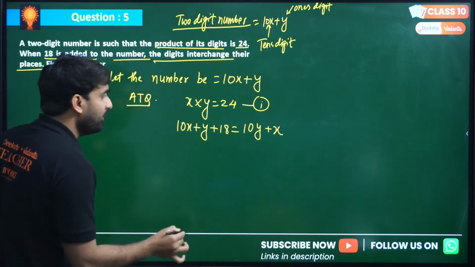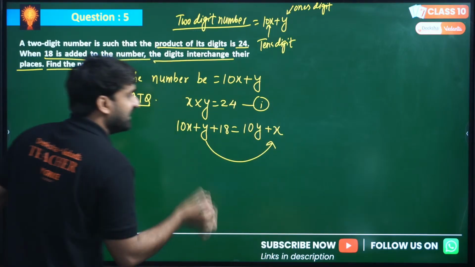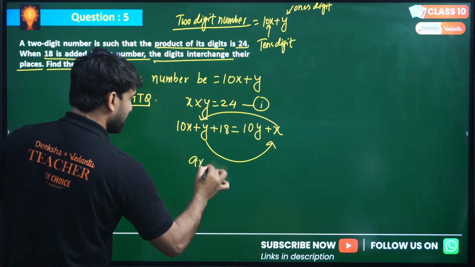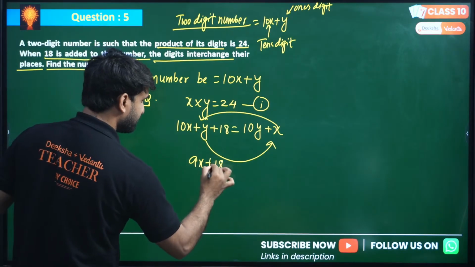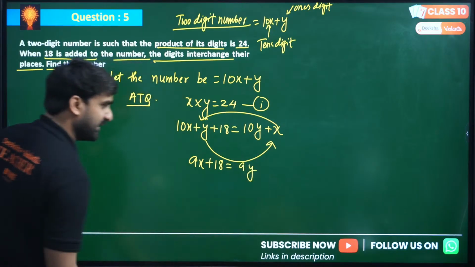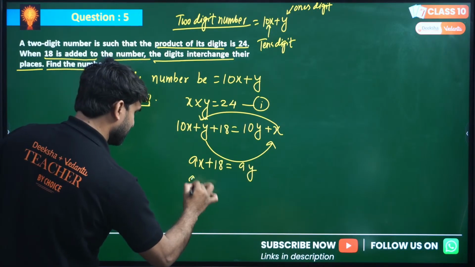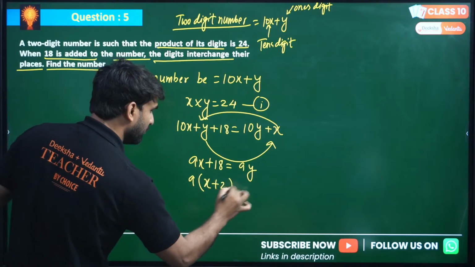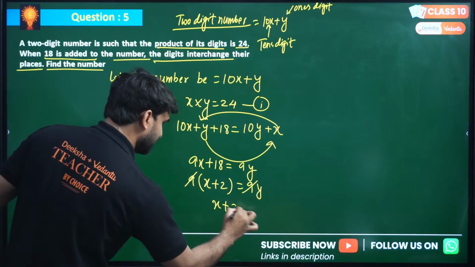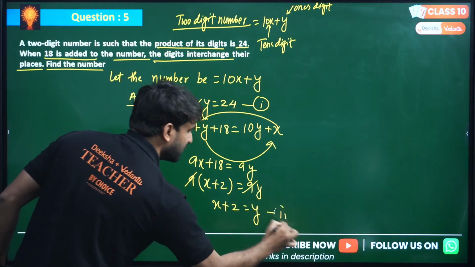Now what can we do? Move this y to that side and bring this x to this side. So 10x minus x will be 9x plus 18 equals 10y minus y, so this will be 9y. Can we take 9 as common? So we can write 9 as common, x plus 2 equals y. So 9 cancelled. So x plus 2 equals y. Call this equation number 2.